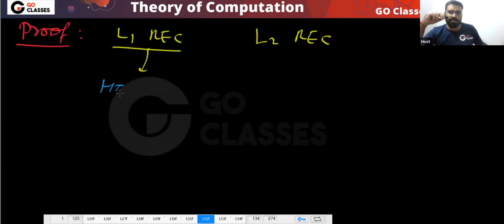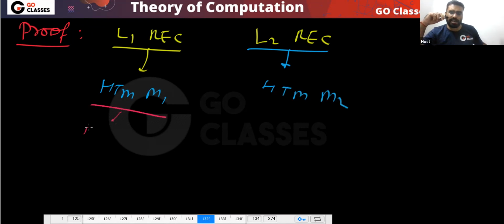What can you do? Because these are halting Turing machines. Remember, L1 is REC and L2 is REC. So there is a halting Turing machine for each. You know this will always halt, you know this will always halt, and you know this will always halt.